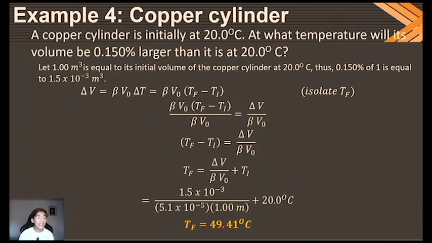It means that the copper cylinder will be 0.150% larger than its original volume at 49.41 degrees Celsius. So if you are the blacksmith who wants to achieve this kind of volume for the cylinder, you just need to heat it up to 49.41 degrees Celsius. And that ends our discussion for volume expansion and linear expansion.